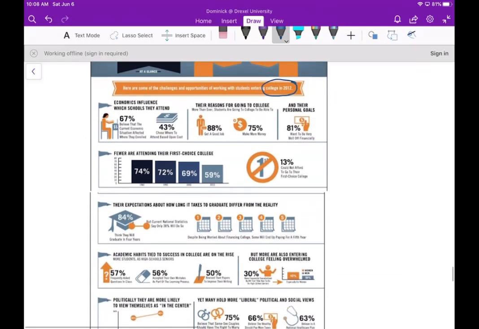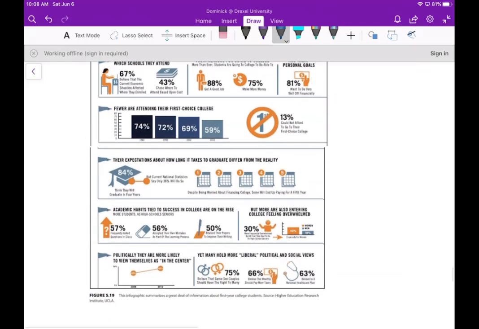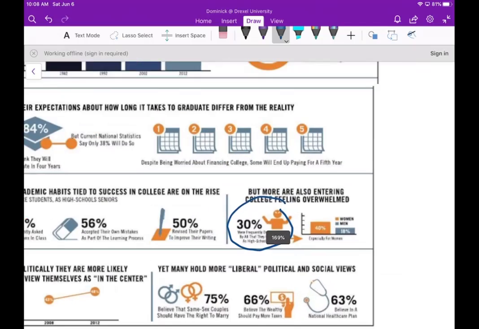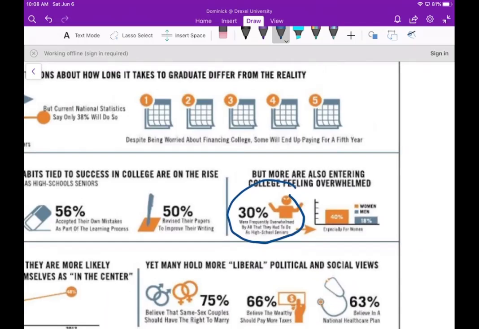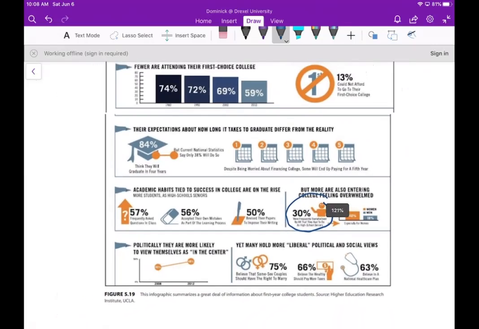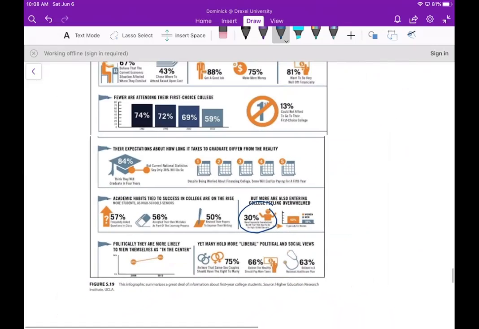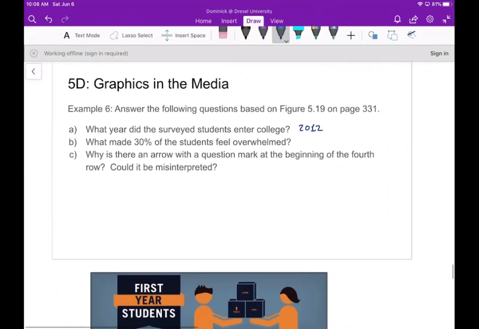Now, what made 30% of the students feel overwhelmed? Well, let's see. Can we find what makes students overwhelmed? Looks like right here. And it looks like if we zoom in, it says frequently overwhelmed by all that they had to do as high school seniors. Okay. So if they had to enter college, it looks like their senior year obligations overwhelmed them. Right. So things like applying for college, filling out applications and things like that.